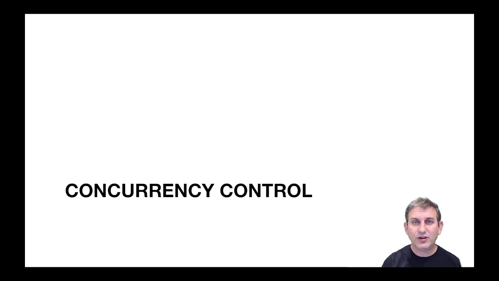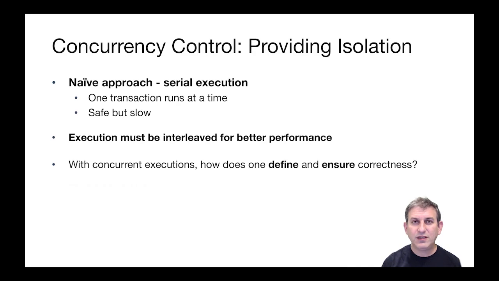Okay, let's dig in on concurrency control. Remember, concurrency control exists to provide isolation across multiple transactions. The naive approach to achieve it is to simply forbid concurrency and only allow serial execution, where one transaction is running at any given time. This is safe, but it's slow.